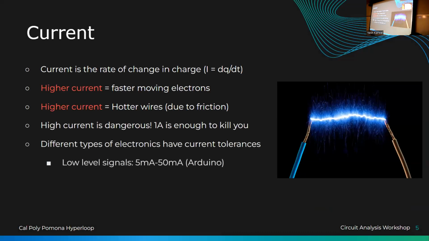Okay, current. If you want to visualize current, you can use water as an example. Let's say we have a river flowing water from point A to point B. The higher the current, the harder it is on the wires. If the river has really high current, then the water will overflow and cause trouble. High current is enough to kill you. One amp is enough to kill you.